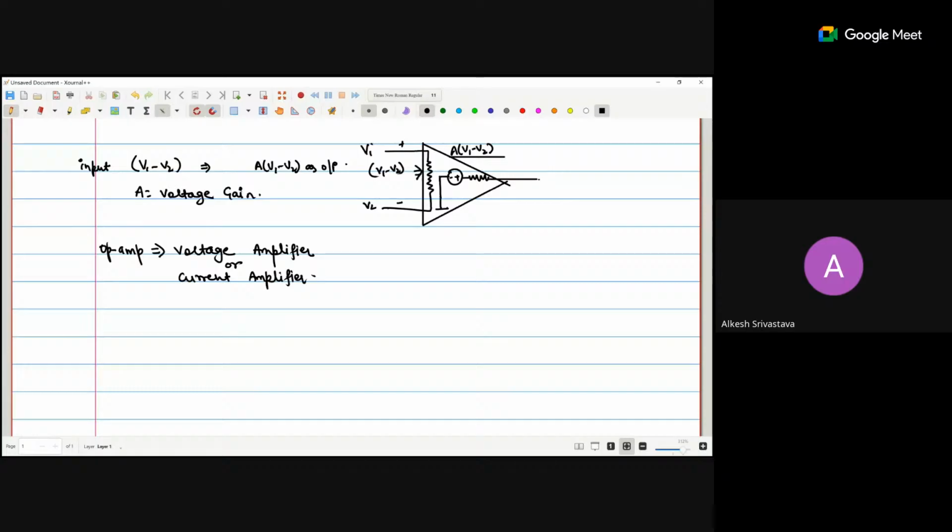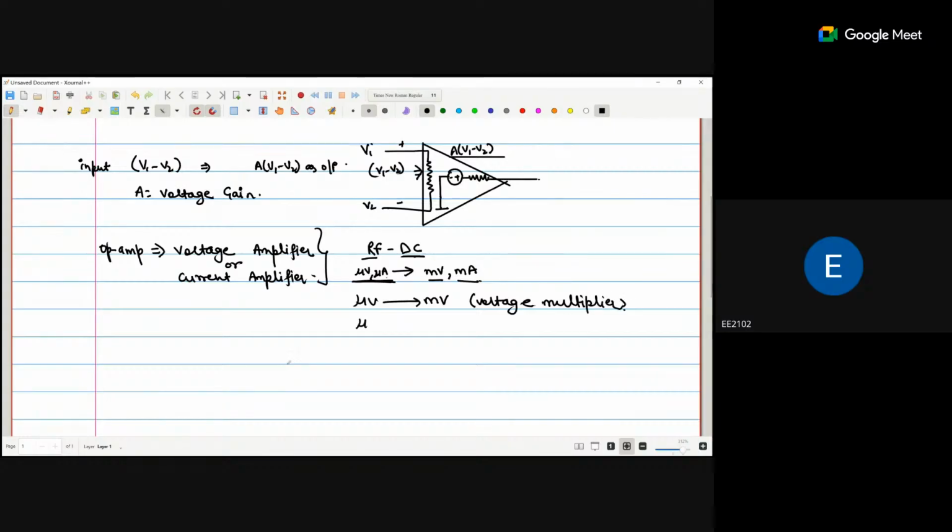Sir, are there any specific uses for current and power amplifiers? Specific uses are where, basically, for the RF to DC converter. In the RF we are getting microvolts or microamperes, and to make them useful for DC purposes, we have to convert microvolt into millivolt and microampere into milliampere. Microvolt to millivolt is converted through the voltage multiplier circuit. And microampere to milliampere, we use the current amplifier.